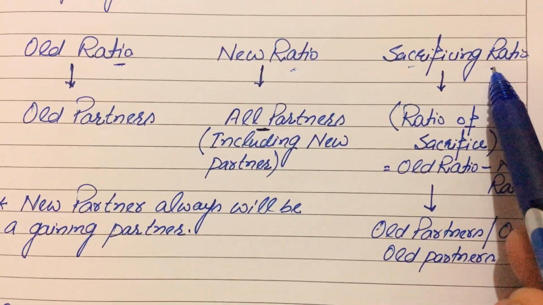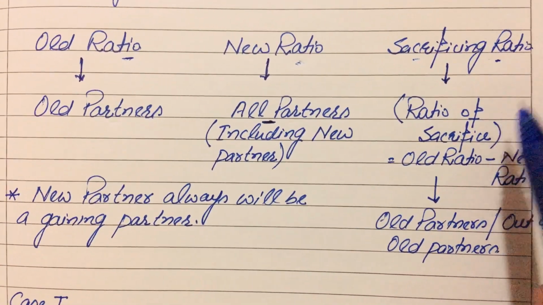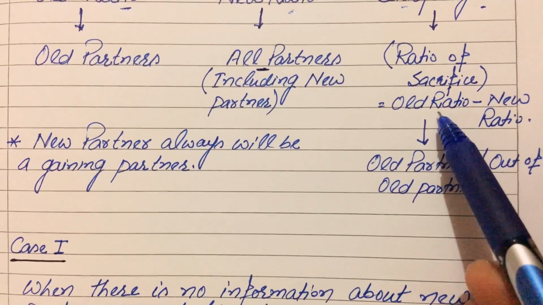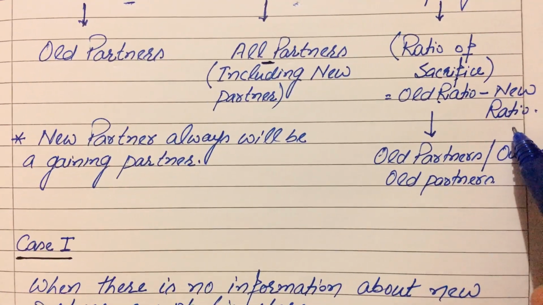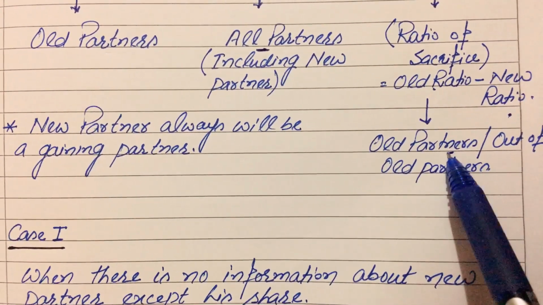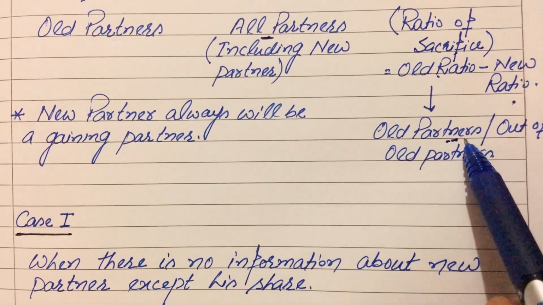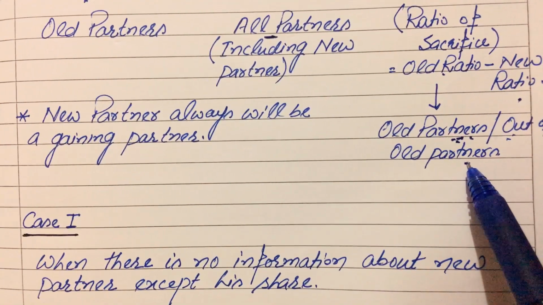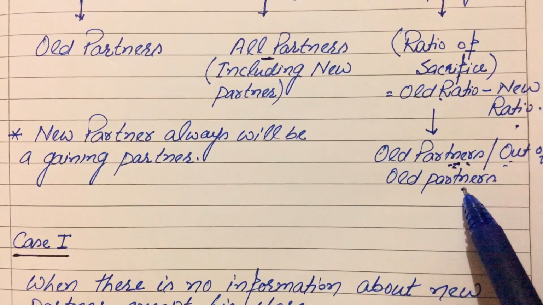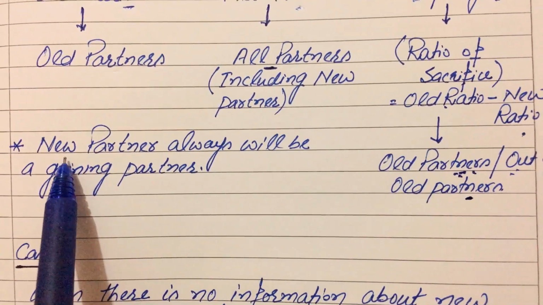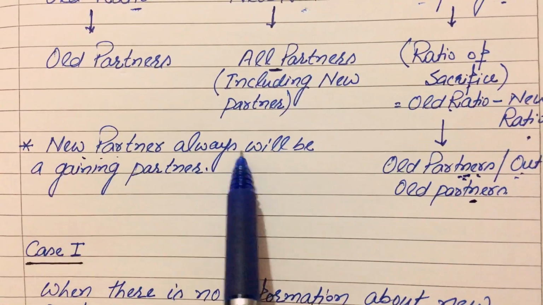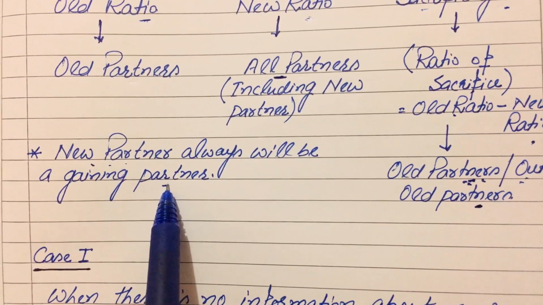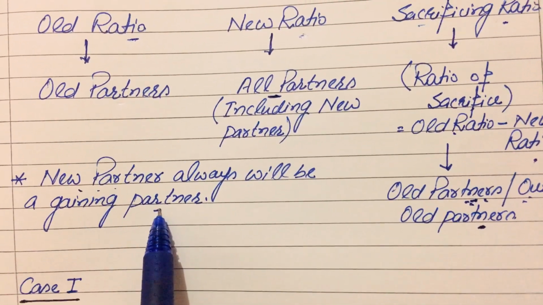Sacrificing ratio, we already studied about the sacrificing ratio. That means the ratio of sacrifice, and the formula for the calculation of sacrificing ratio is old ratio minus new ratio, and sacrificing ratio always stands between the old partners, or out of the old partners, at the time of admission of a partner. And mind it, at the time of admission, the new partner will always be a gaining partner. The new partner never will be a sacrificing partner.